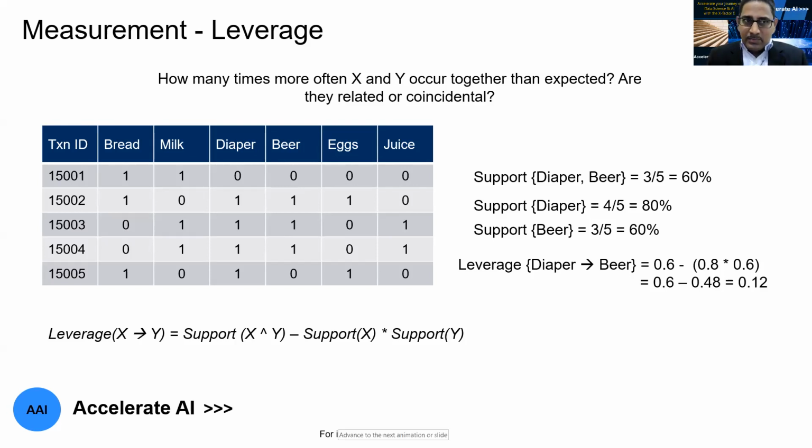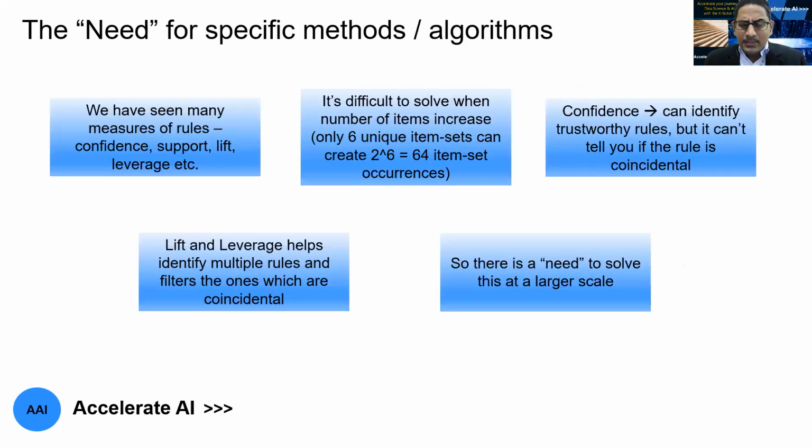So we have talked about the measurement factors of support, confidence, lift, and leverage. The need for specific methods or algorithms comes into the picture because we have seen these 4 different measures of rules. Now, it's difficult to solve when the items increase, because we have seen 6 unique items, and it could create 64 item set occurrences. And of course, you have to find out the frequent occurrence of the item sets and so on. So the problem is when it is so large, we can't really go and manually solve it. Hence, we would need an algorithm to solve this complex problem. There is a need to solve this at a larger scale.